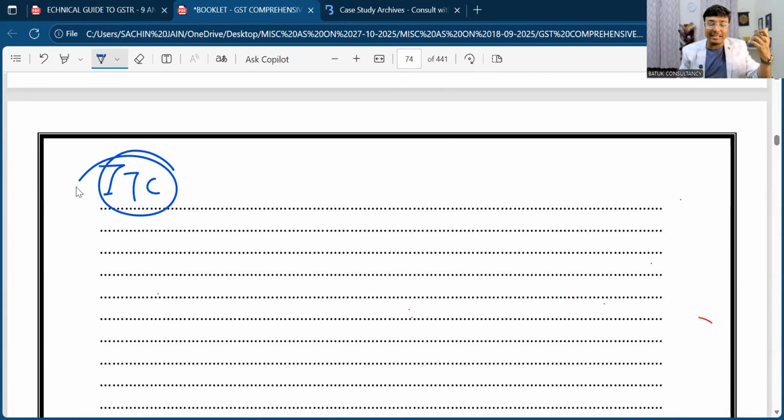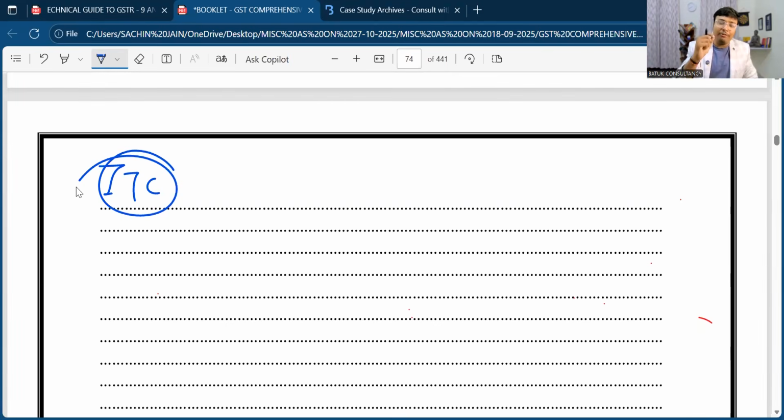Your technical terms like exempted, nil rated, non-GST, if you require the difference, the same is given in the book. Also we'll discuss the difference. Now, sir, ITC will always be there due to my purchase.